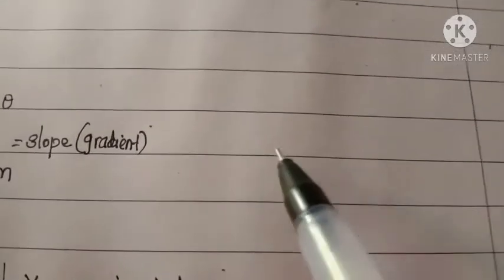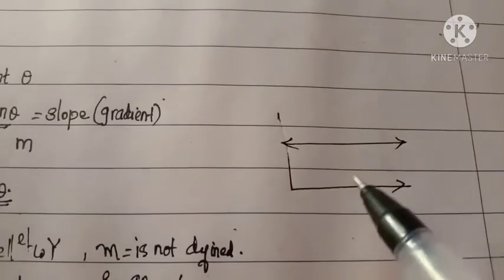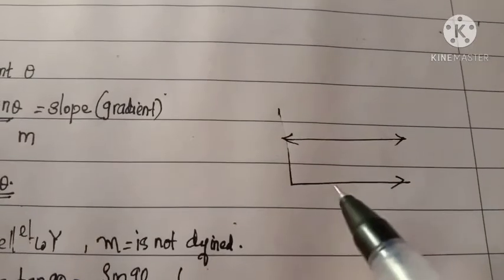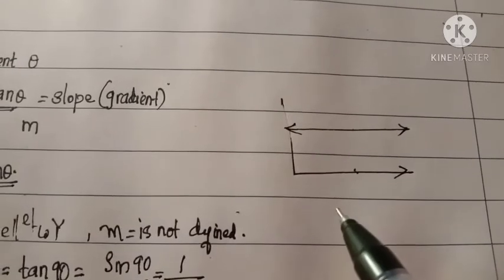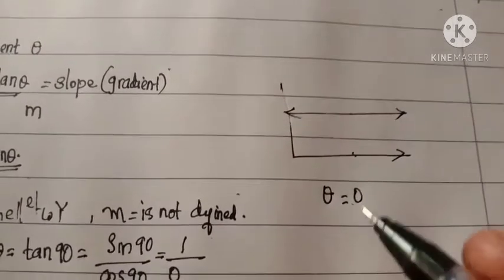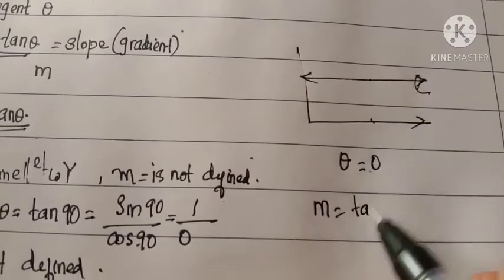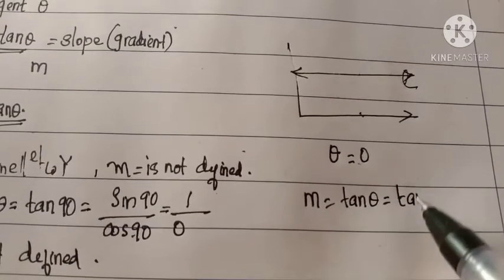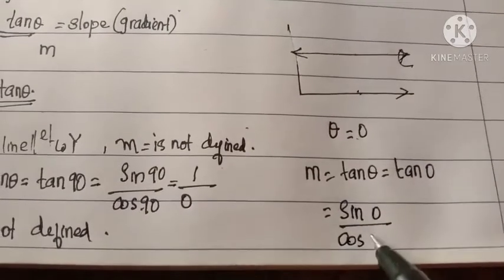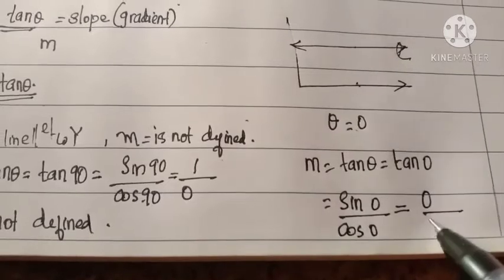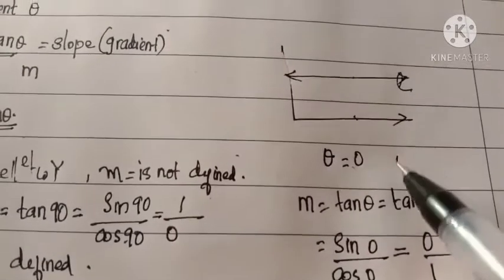Let's see, there is a horizontal line. This horizontal line makes an angle 0 with the positive x-axis, because these two lines are parallel and therefore no angle is formed. Naturally, theta equal to 0. Therefore, the slope of this line L is m equal to tan theta, theta is 0, m equal to tan 0. And tan 0 can be written as sin 0 by cos 0. Sin 0 is 0, cos 0 is 1. 0 by 1 equal to 0. So slope equal to 0.